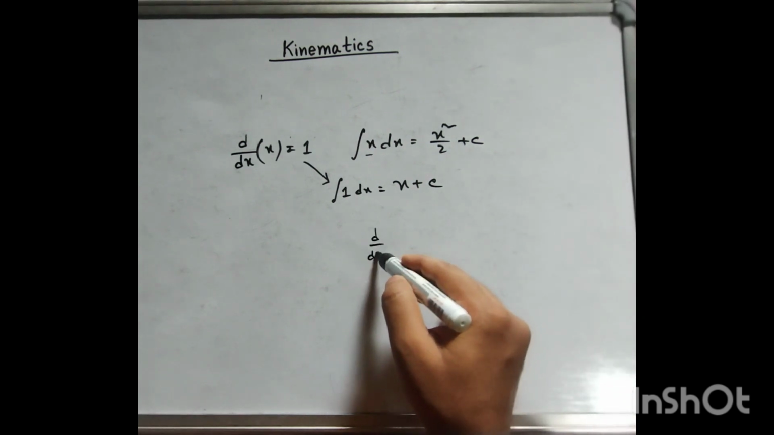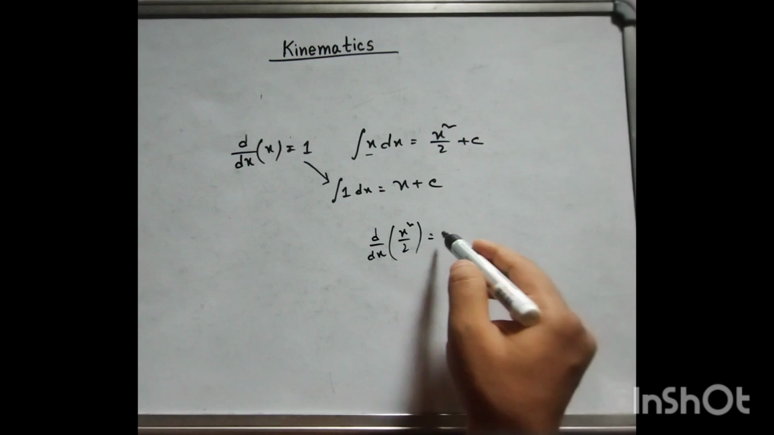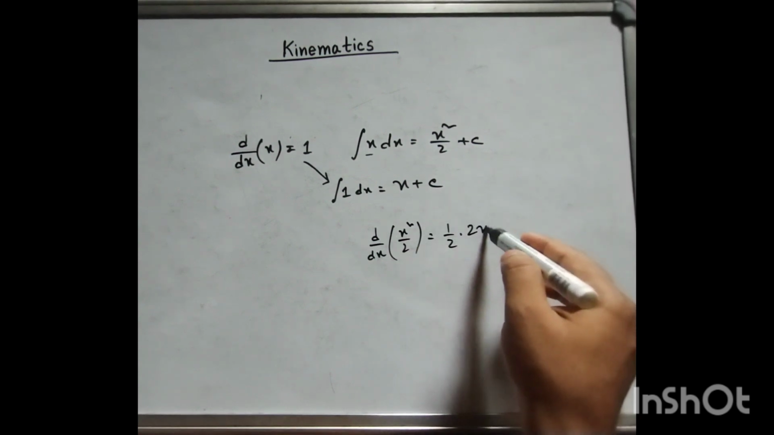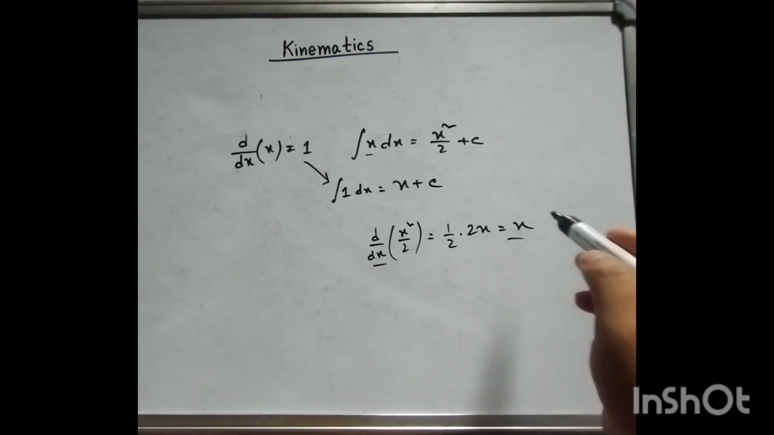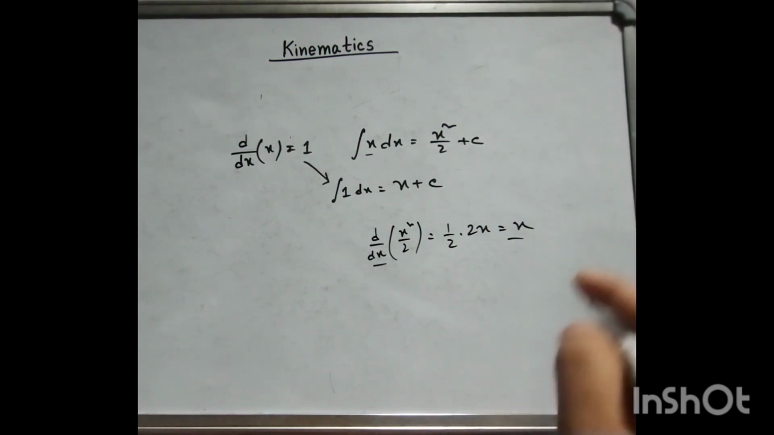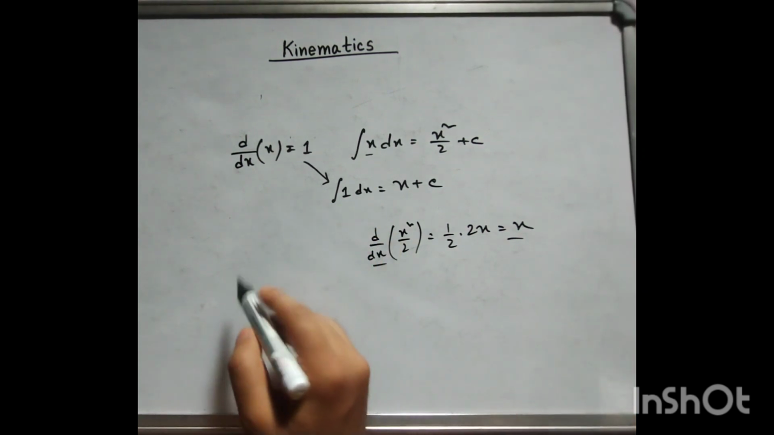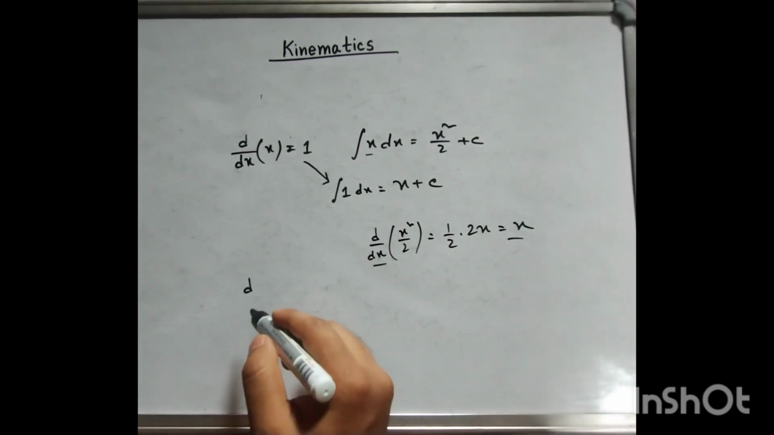If you differentiate x square by 2, then you will get 1 by 2 into d/dx of x square, which is 2x, so that is x. So differentiation and integration is just the opposite process. Okay, so you have to remember a lot of things. You can't always derive things from definition.